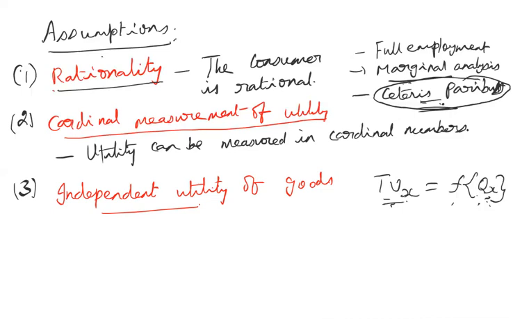So for the time being, in order to measure and compare the satisfaction derived by the consumer from one particular commodity, we are assuming that the utility of commodity X does not depend upon the utility the consumer is going to get from consumption of commodity Y. So that is the independent utility of goods. Okay. Then the fourth assumption is constant marginal utility of money.